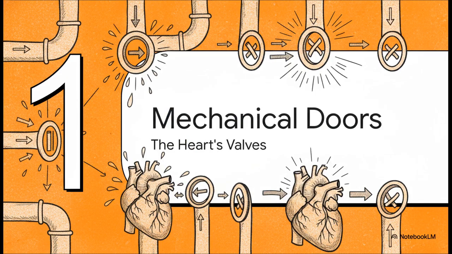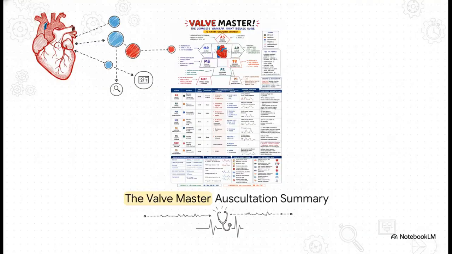Section 1, the heart's mechanical doors. Think of the heart not just as a muscle, but as this incredibly precise, high-pressure plumbing system. For it to pump blood in one single forward direction, it relies on one-way mechanical doors, the valves. And these doors have to snap open and slam shut under literally immense physical pressure thousands of times a day. When they start failing, the whole system's efficiency tanks, and the heart has to work major overtime just to compensate.